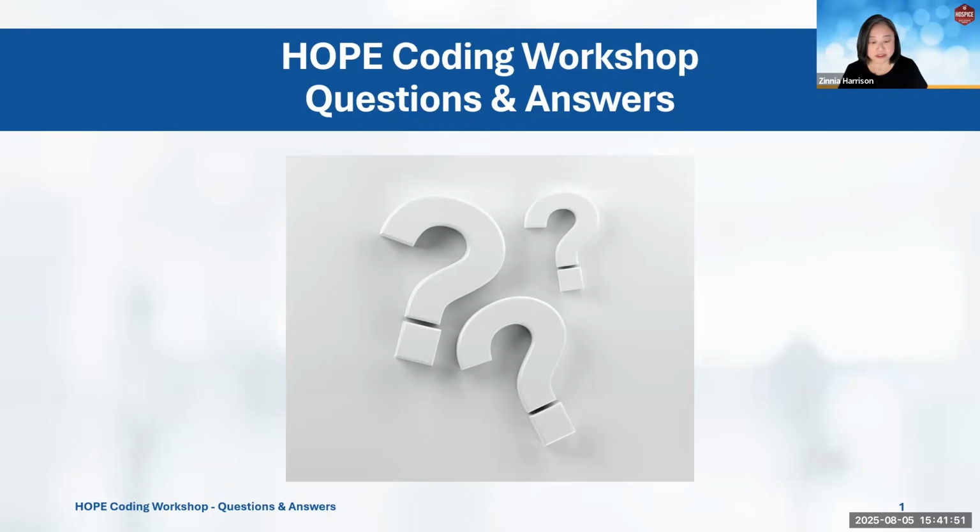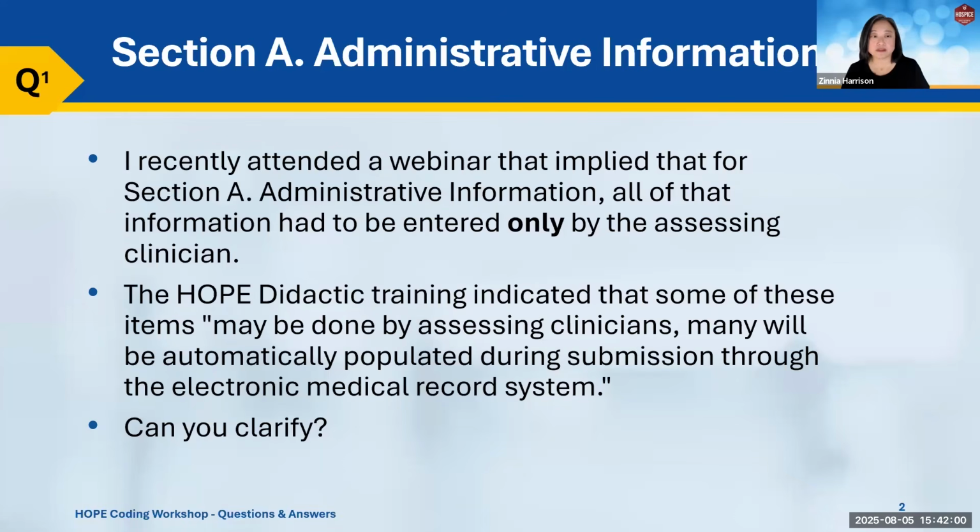Okay, so what we'll do is start with the Q&As. Someone submitted this question. I recently attended a webinar that implied that for Section A, all of that information had to be entered only by the assessing clinician. The HOPE didactic training indicated that some of these items may be done by assessing clinicians. Many will be automatically populated during submission through the electronic medical record system. Can you clarify? That one's for Brenda?